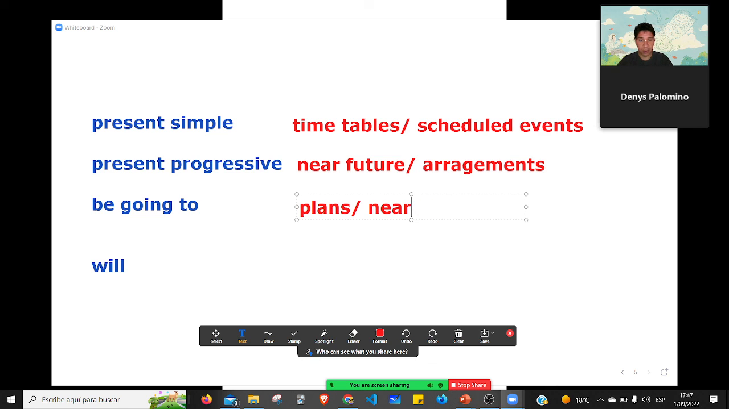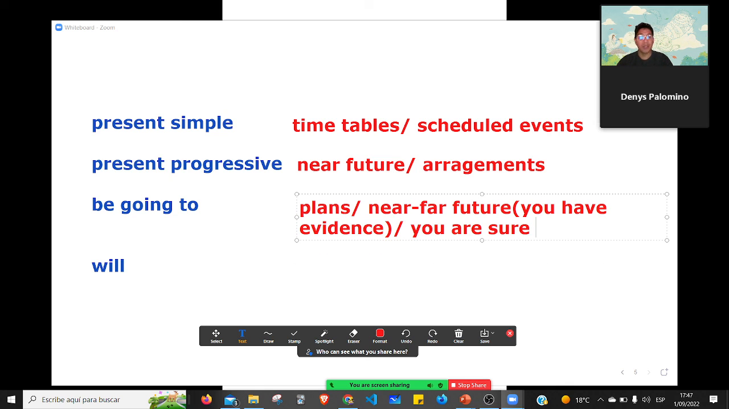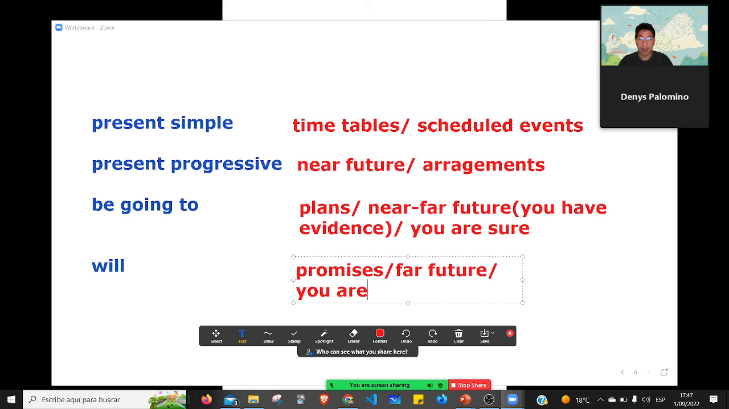near or far future, but you have evidence. Okay? So you are sure. And will, use will for promises. Well, in this case, promises. Far future. You are not sure. And you use it for volunteering.